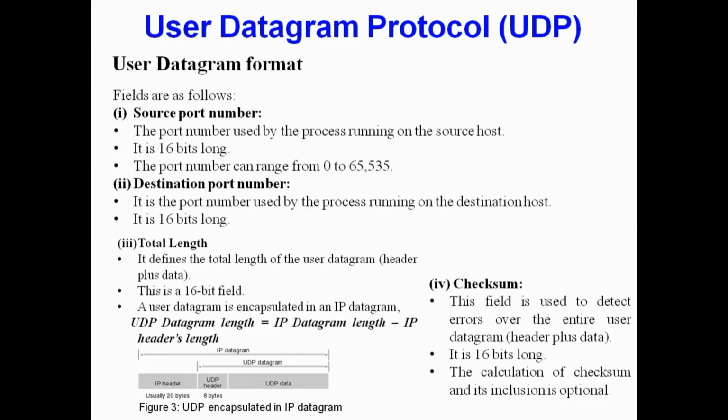See the figure on the left bottom corner of this slide. That is figure 3. Figure 3 shows UDP encapsulated in an IP datagram. So a user datagram is encapsulated in an IP datagram. From this figure 3, we come to know that UDP datagram length is equal to IP datagram length minus IP header length, isn't it? So these are some details about the user datagram format and its fields.